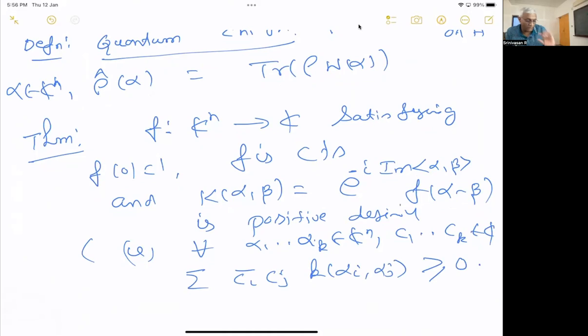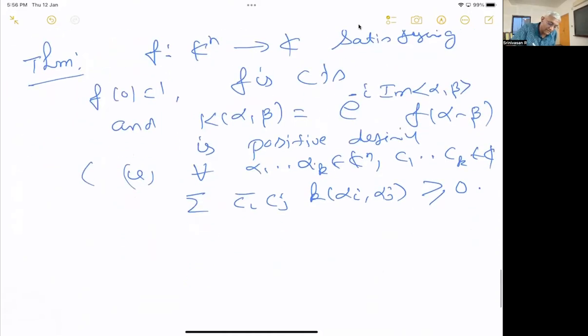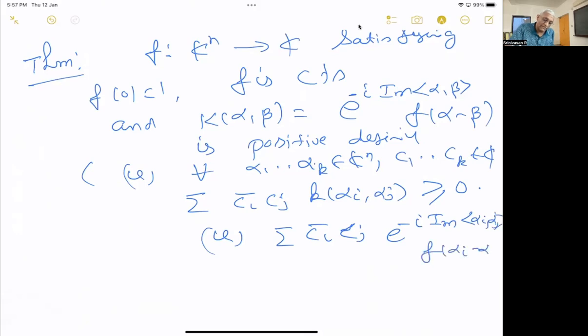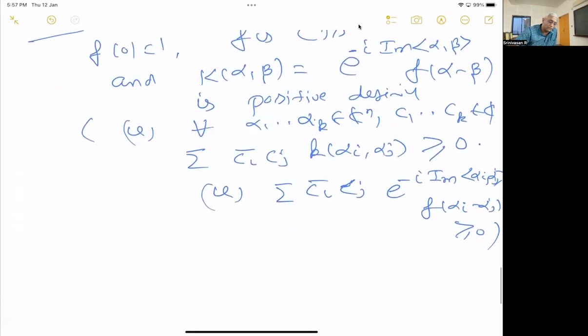That is, maybe we can write it: summation c_i bar c_j, e power minus i, imaginary part of alpha_i alpha_j, f of alpha_i minus alpha_j is greater than or equal to 0. So if it is positive definite, if it is continuous and f of 0 equal to 1, then it's a characteristic function of a state. Okay, so that's what we want to prove.